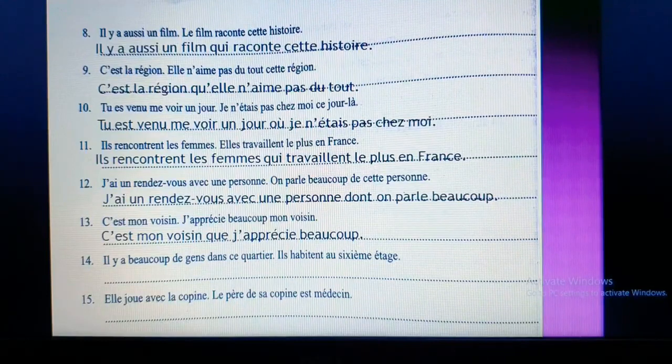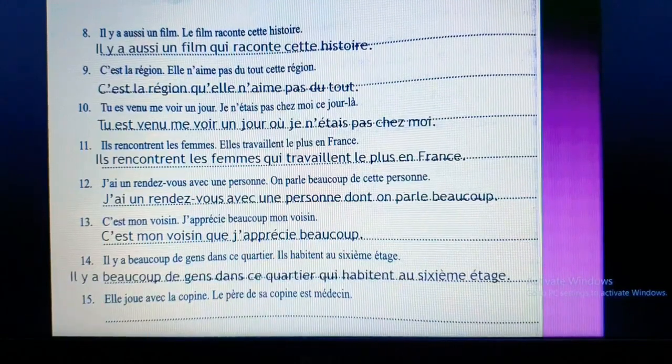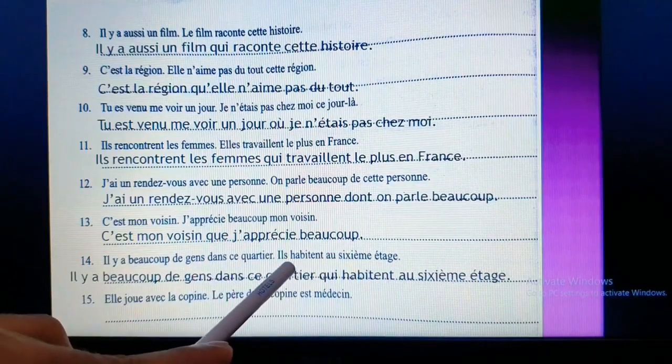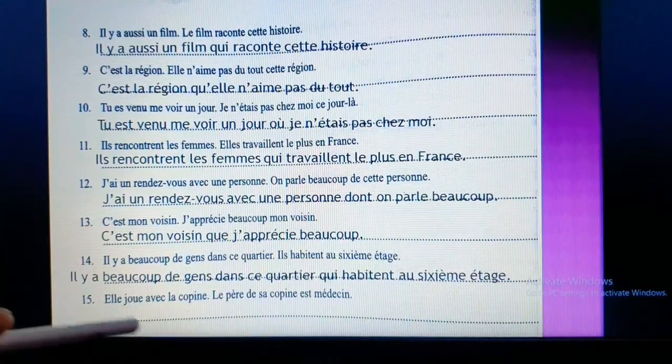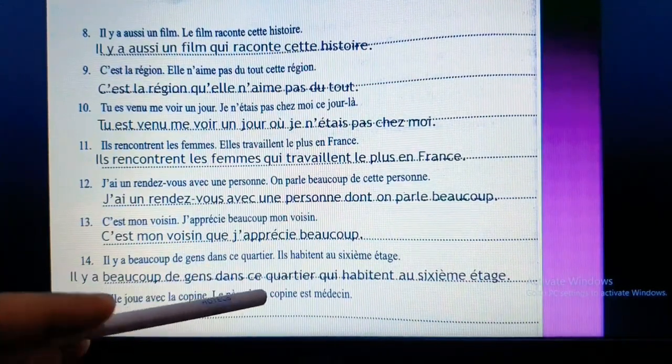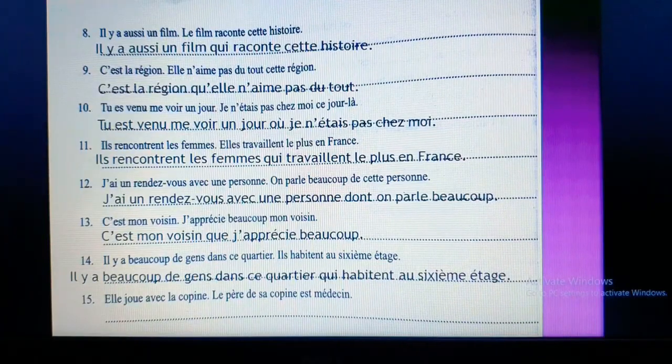J'ai apprécié beaucoup mon voisin. So, c'est mon voisin que je apprécie beaucoup. Good. Okay. Il y a beaucoup de gens dans ce quartier. Il habite au 16e étage. So, il and beaucoup de gens will be replaced by qui. Il y a beaucoup de gens dans ce quartier qui habite au 16e étage. Who lives in the 6th floor.